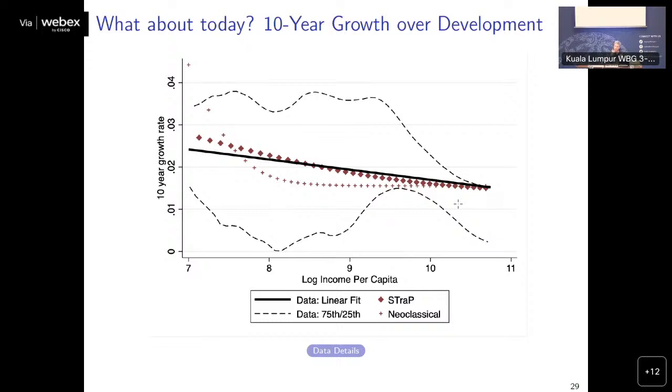Okay? So one of the things about Kaldor's stylized facts is the idea that growth rates are constant over time does not hold in development. They're declining, and they're declining at a pretty large rate. You're going from 2.5% to 1.5%. So 40% of growth disappears over the course of development. And the medium-term dynamics of the structural transformation model that we characterized predicts that.